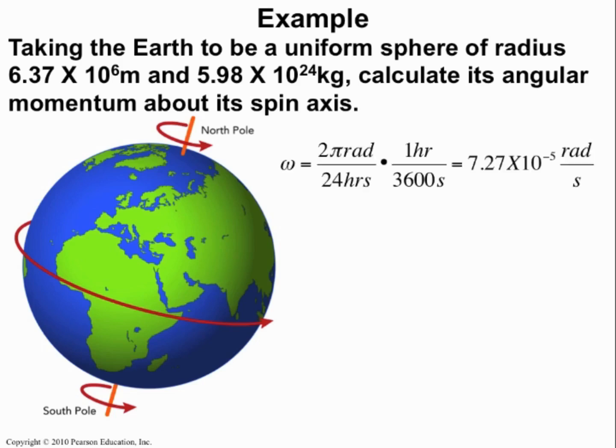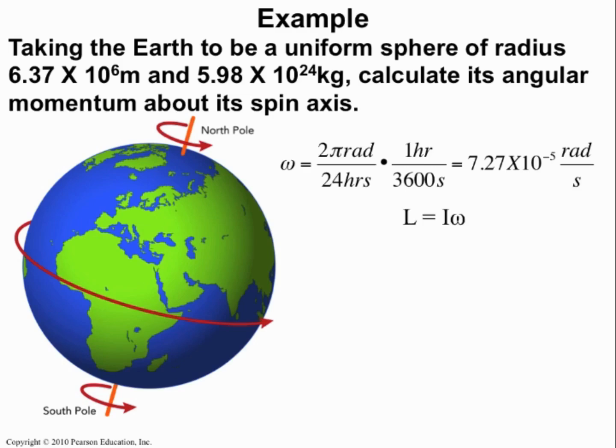Okay, so here's your omega. If you figured this out on your own, great, good job. If not, no problem. It's 2 pi radians because that's one complete revolution in 24 hours. And so we have the conversions then. There's 3,600 seconds in 1 hour, and we end up with 7.27 times 10 to the negative fifth radians per second. At this time, if you feel bold, you can pause and try to answer the question, angular momentum. If you don't feel confident, then just watch me walk you through the steps for the rest of this example.